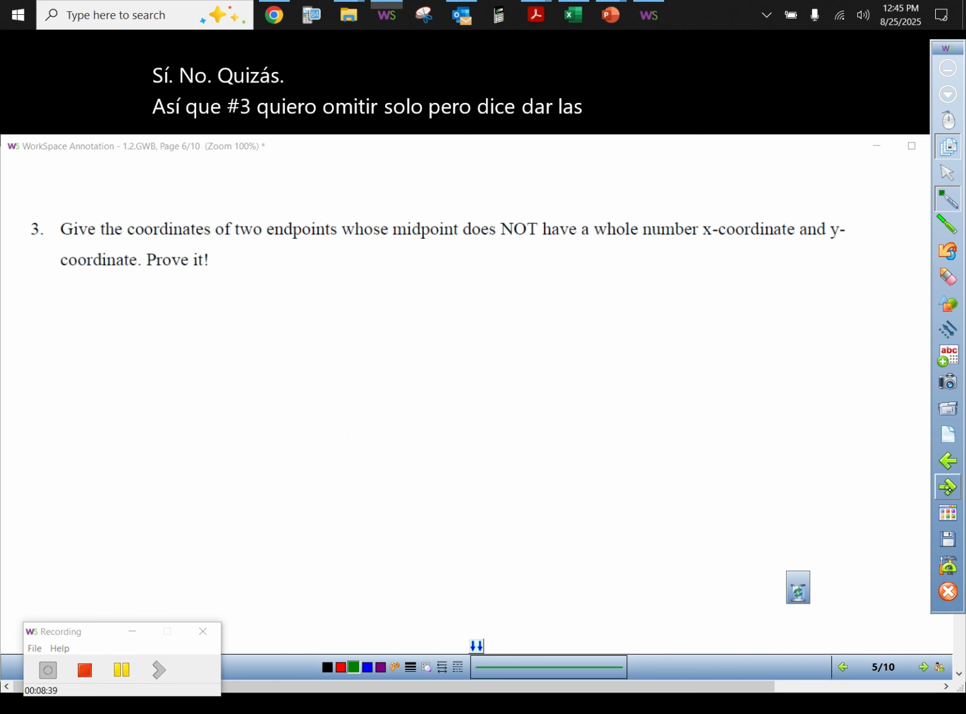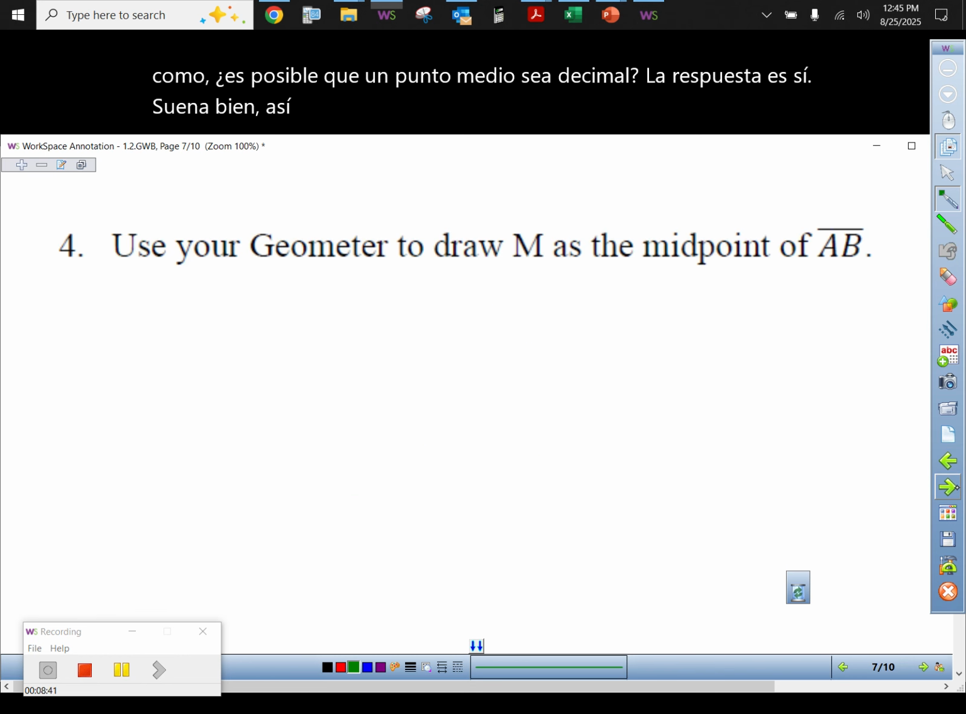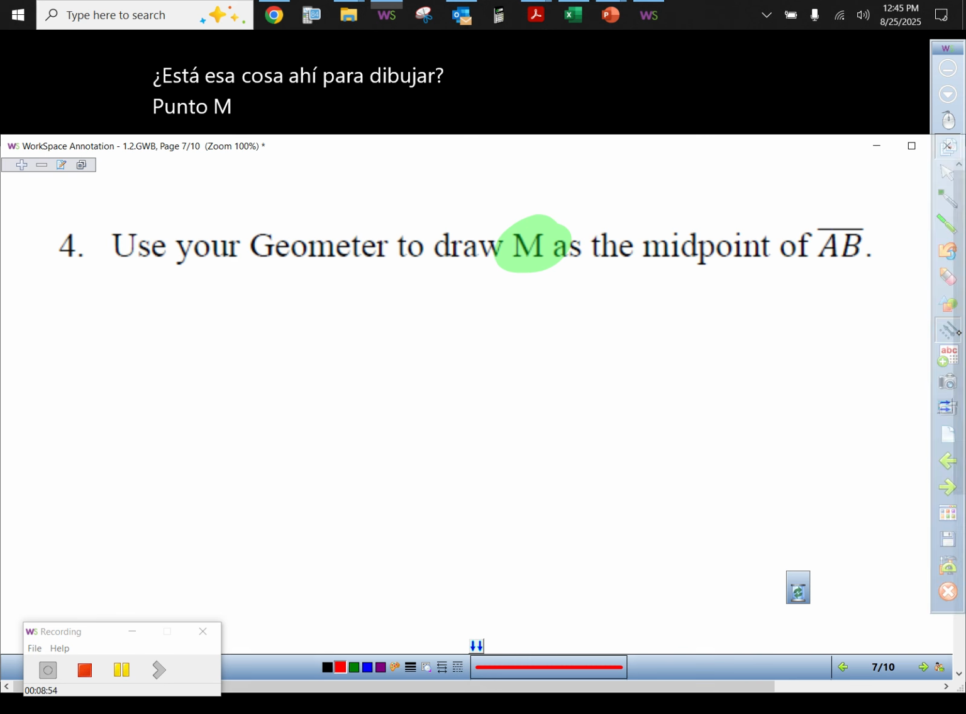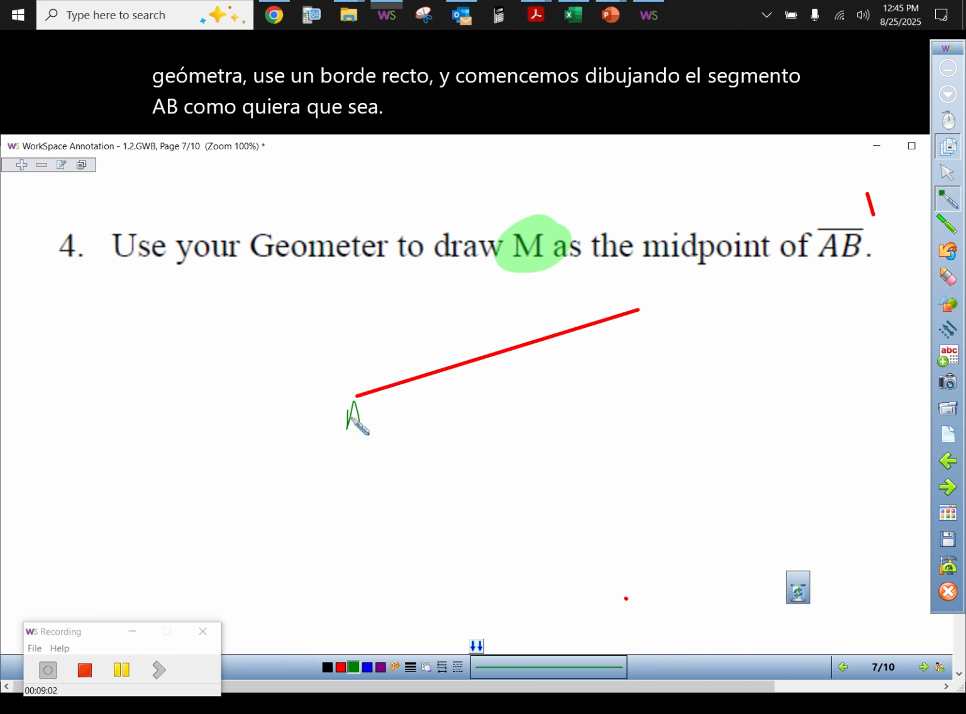So let's jump down to number 4. Use your geometer to help draw. What does that say right there? Does that say point M, line M, ray M, segment M? What is that thing right there? To draw point M as the midpoint of segment AB. Please grab your geometer, use a straight edge, and let's start by drawing segment AB, whatever you want it to be. Doesn't it have endpoints of A and B?